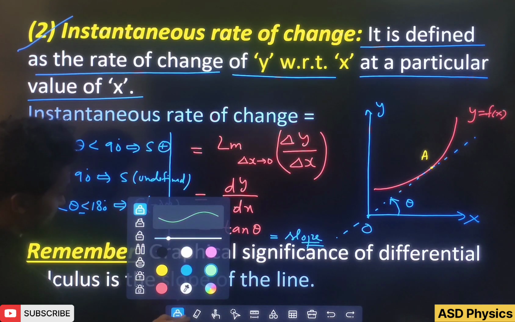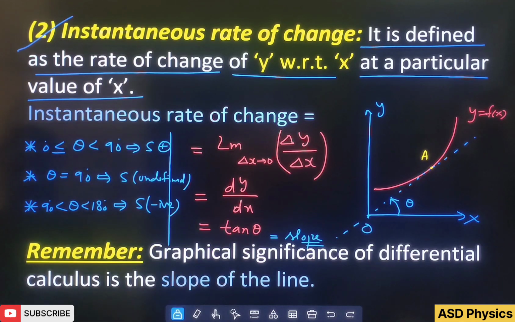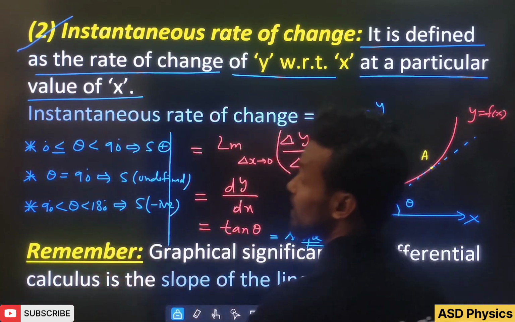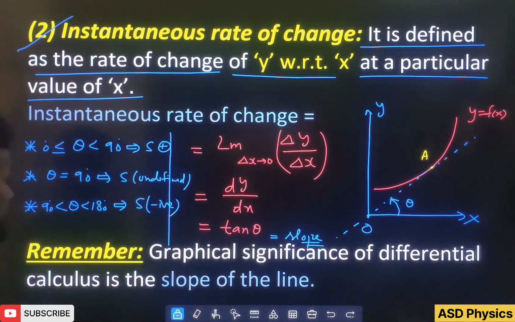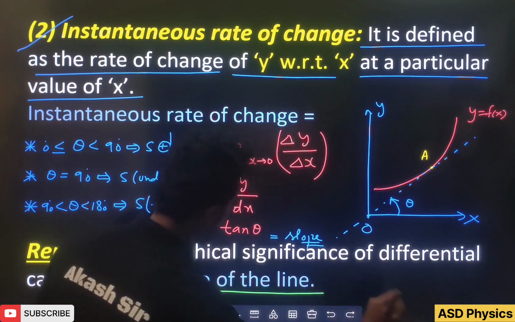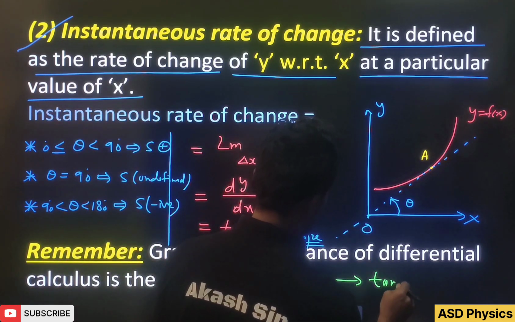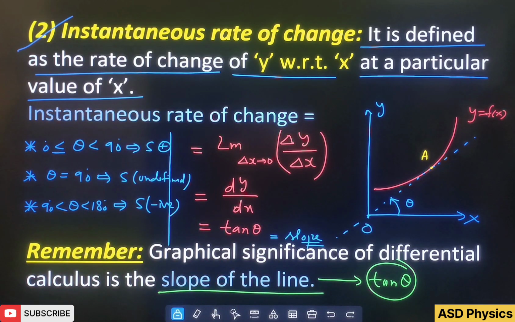Just see here, I will remove this equal sign. Depending upon the value of theta, the slope can be positive, the slope can be undefined, and the slope can be negative. Here slope is positive and here slope is negative. I hope this is very clear. See, the graphical significance of differential calculus is the slope of the line. Remember that this slope is given by tan theta, and I have already told you the theta conditions for when the slope is positive, undefined, and negative.